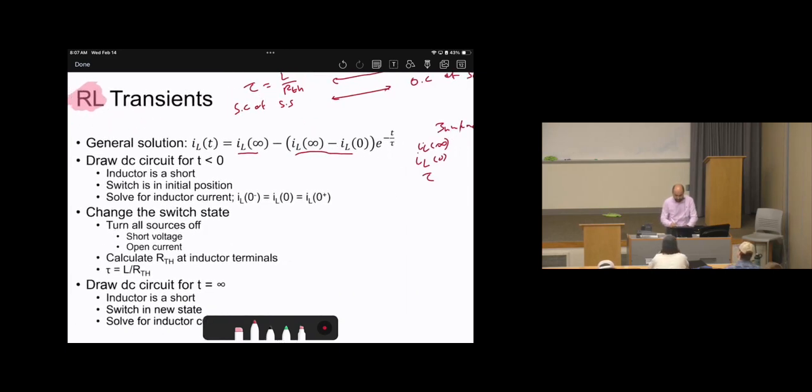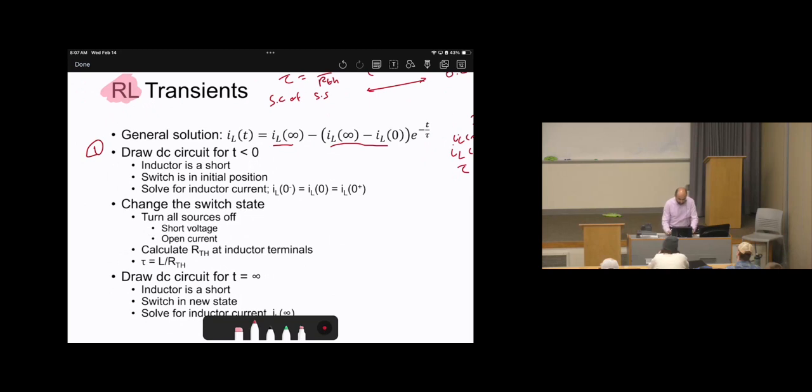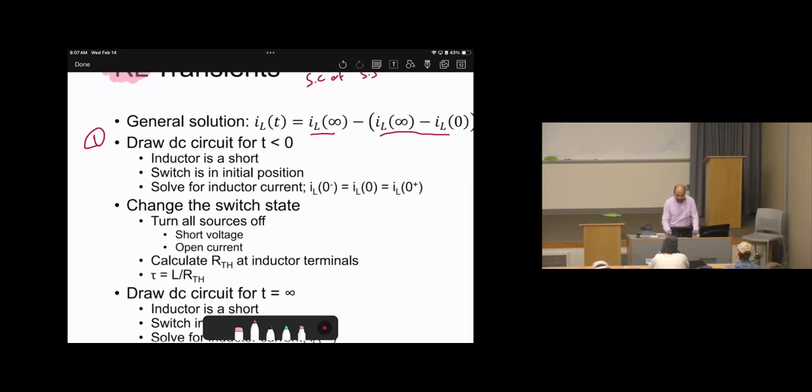So let's start with step number 1. Draw a DC circuit for t less than 0. For t less than 0, we are at steady states. Therefore, the inductor is short. Steady states makes the inductor short. Switch at initial position, then solve for the inductor current. Previously, for the RC circuit, we used to solve for the capacitor voltage. The capacitor was an open circuit. Now it's different. It is a short circuit and we solve for the currents.